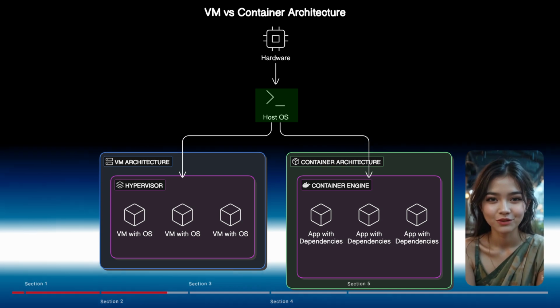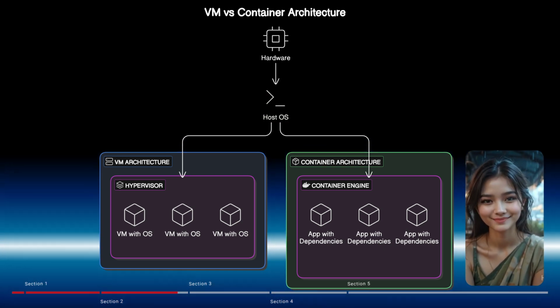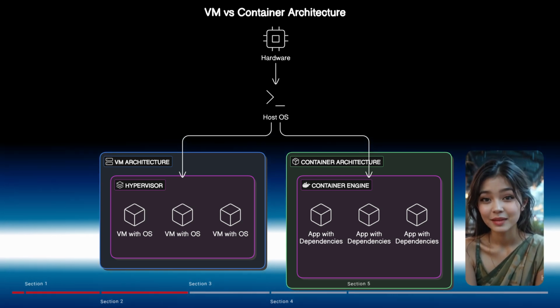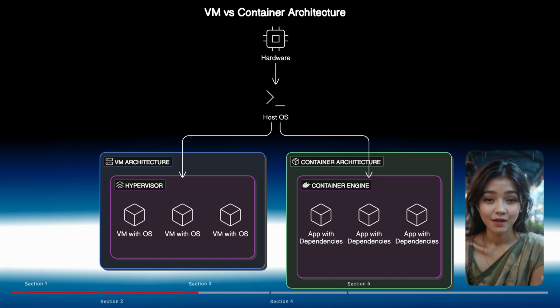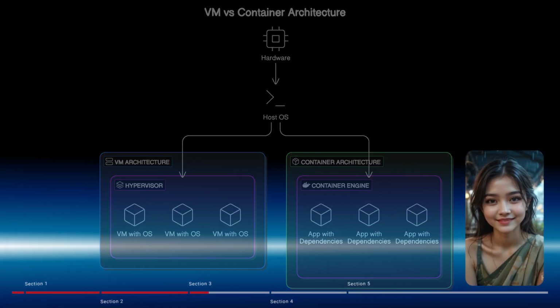Instead, they rely on the host OS and run applications with their dependencies in isolated environments. This shared structure reduces overhead, but the apps must be compatible with the host OS. Think of VMs as full independent systems, while containers are lightweight packages focused on running apps efficiently.